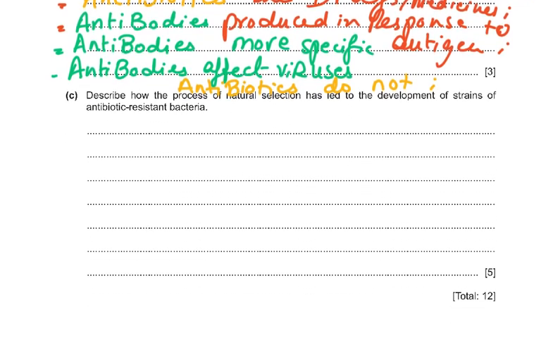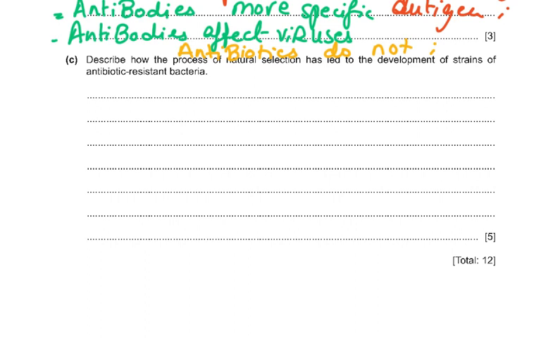Now coming to the C part of the question. Describe how the process of natural selection has led to the development of strains of antibiotic resistant bacteria. First of all, there is variation within a population. Mutation produces resistant bacteria. Antibiotics kill many bacteria, but some survive. Why? Because there's variation. Survivors reproduce, pass on the alleles to the next generation. This is repeated over many generations, so a higher proportion of bacteria in the population can resist antibiotics.